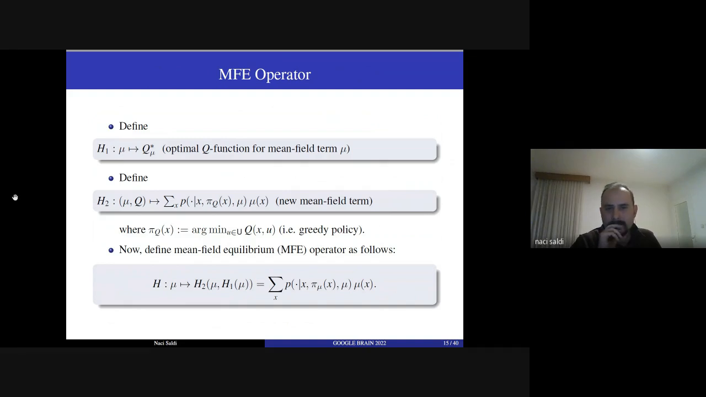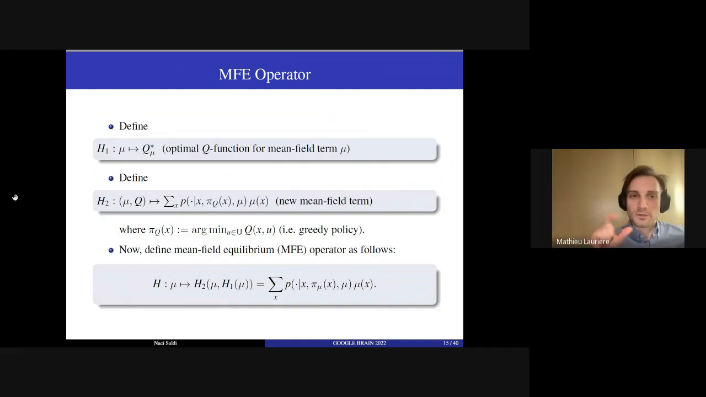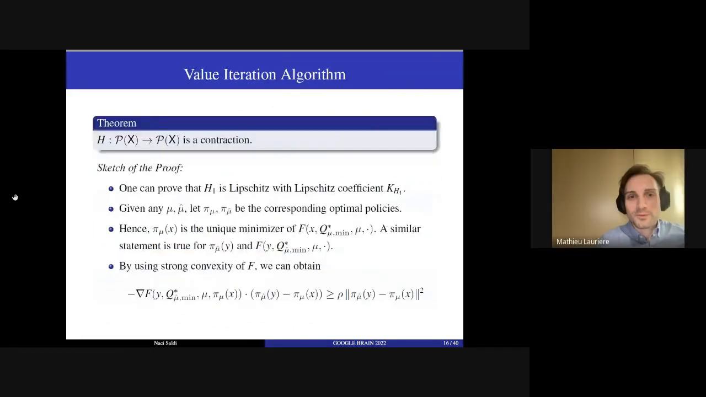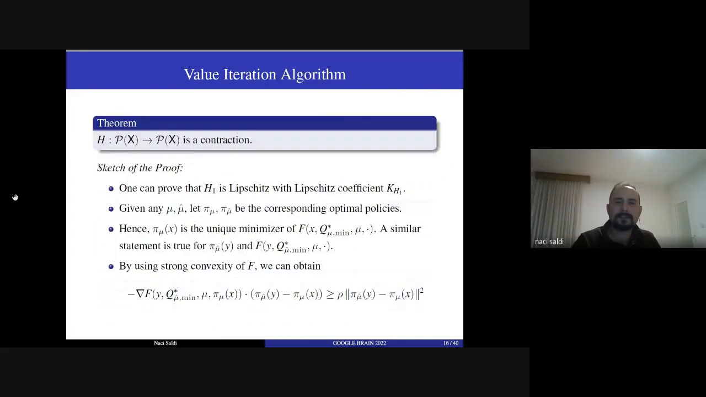Okay, I see. So basically, the operator H1 is computing the optimal Q value, and that's why you call it value iteration. Using the value iteration algorithm, yeah. But maybe it's not a good terminology. No, I'm just asking to understand. Yeah, it makes sense. Yeah, thank you.